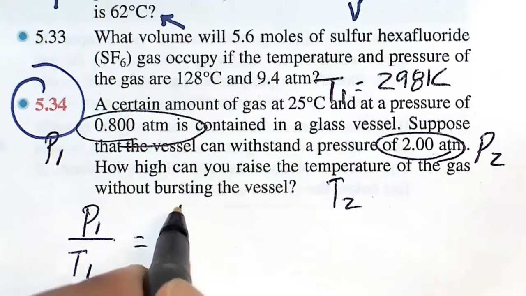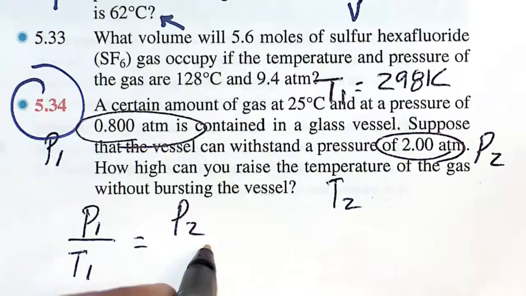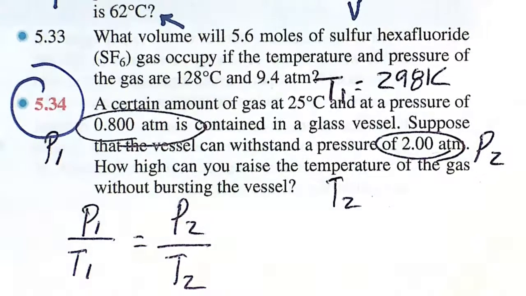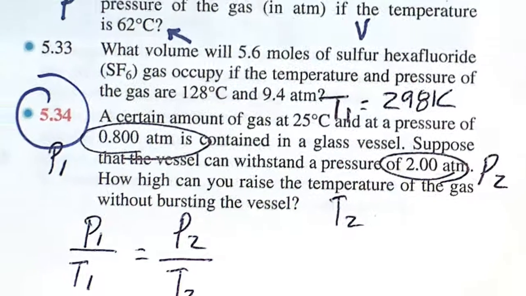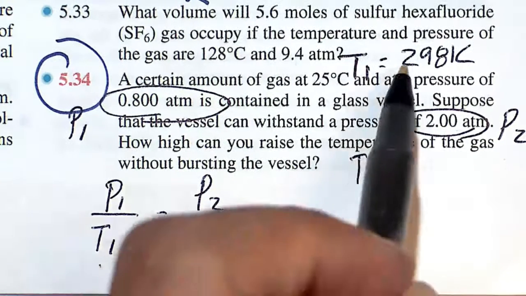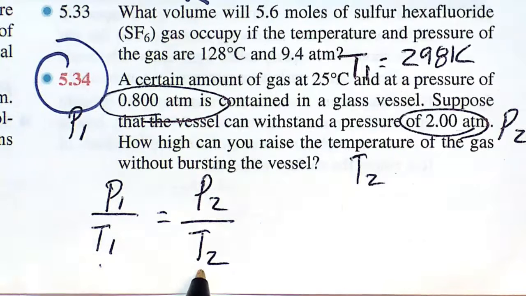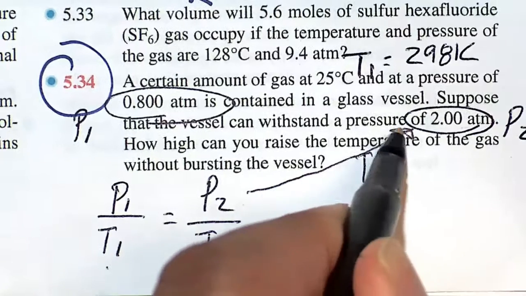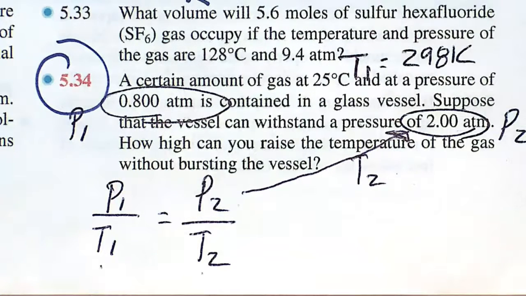We suddenly change the pressure or the temperature. If we change the pressure, we will have a new temperature. If we change the temperature, we'll have a new pressure. That's symbolized by P2 over T2. So this is a Charles' law problem. We have our P1, we have our T1, and we have our T2 that we want to solve for. Let's take it all the way to the verge of bursting, so we'll make our P2 2 atmospheres.